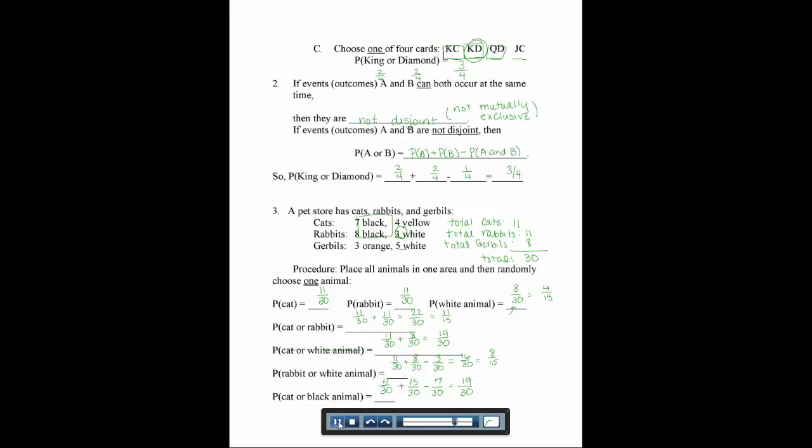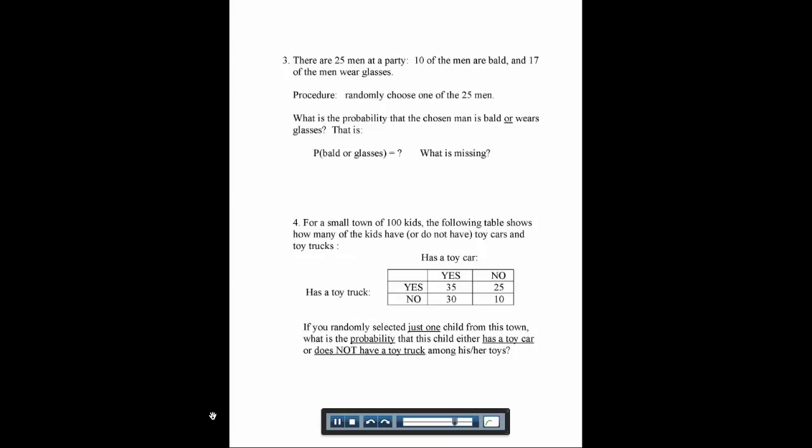Okay, our next problem is about a party. There are 25 men at a party. 10 of the men are bald and 17 of the men wear glasses. So you're going to randomly choose one of the 25 men. And the question is, what's the probability that the man is bald or wears glasses?